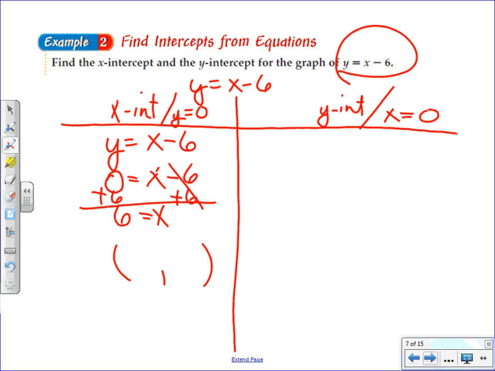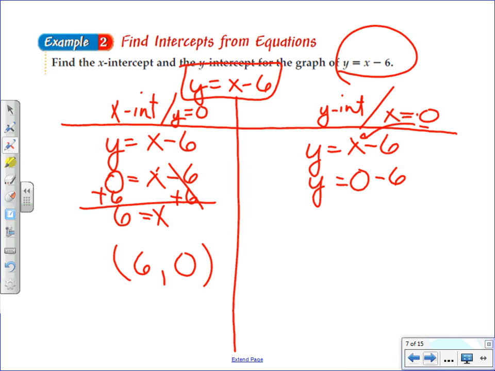So our x-intercept, the point where this line crosses the x-axis, is (6, 0). X is 6, y is 0. To find the y-intercept, we're going to let x be 0. So we'll take 0 and substitute it in for x. y equals 0 minus 6. So y is negative 6, we find out. So the y-intercept for this equation is x is 0 and y is negative 6. All right, and that's how you find the x and the y-intercept for the graph when you have an equation.